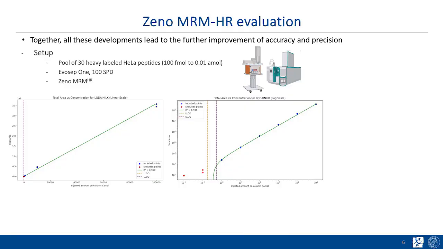I didn't expect to see it at the lower concentrations, but I was quite surprised. If you look here at how linear it is in the linear view, and here also in the log scale, you can see that for at least 6 orders of magnitude, you get a very linear correlation.